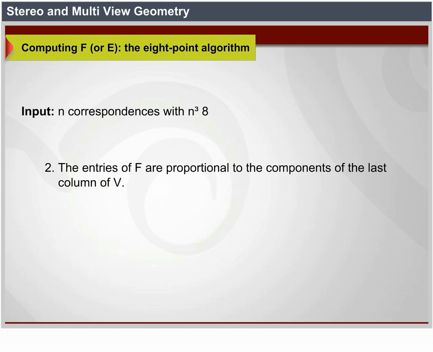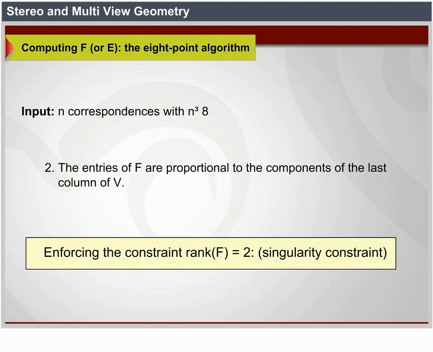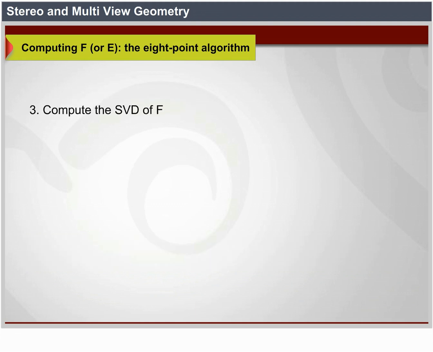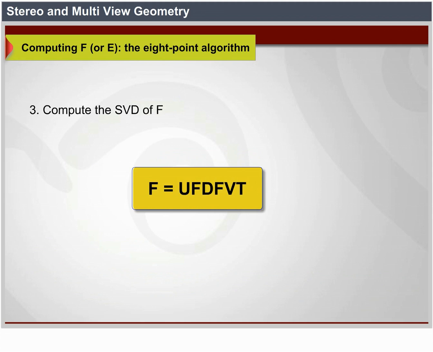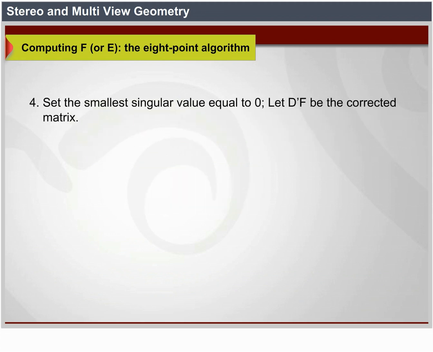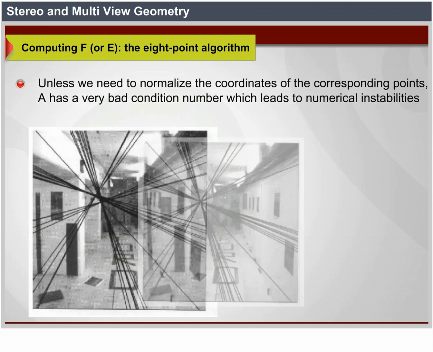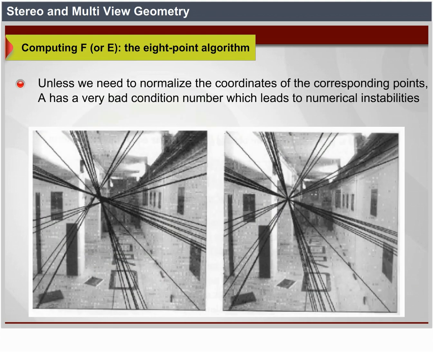Enforcing the constraint rank F equals 2, the singularity constraint. Compute the SVD of F: F equals UF DF VF transpose. Set the smallest singular value equal to 0. Let D-F' be the corrected matrix. The corrected estimate of F is given by F' equals UF DF' VF transpose. We need to normalize the coordinates of the corresponding points, otherwise A has a very bad condition number, which leads to numerical instabilities.